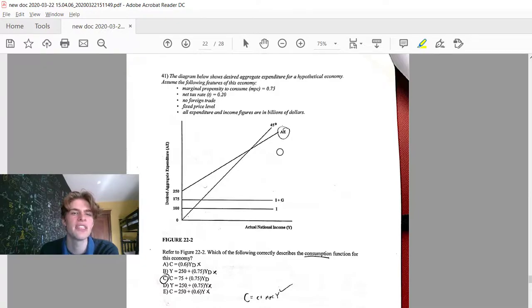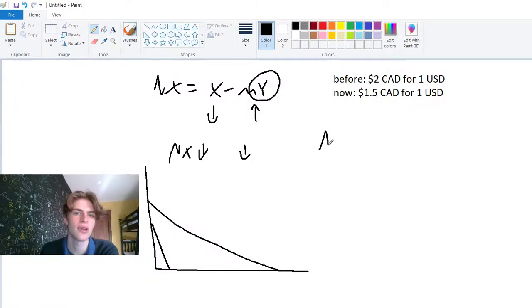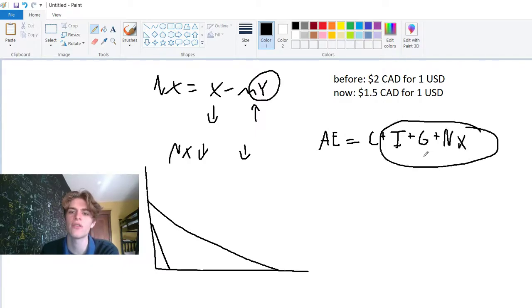Okay. This diagram shows aggregate expenditure for a hypothetical economy. Assume the following features. Okay. Which of the following correctly describes the consumption function for this economy? So, like, I like to really go through these questions and read what they say, because this is an AE graph, but it said the consumption function. The consumption function. What is AE built up of? AE is built up of C plus I plus G plus NX. So we have these 3 other variables here that aren't consumption that we have to take away from AE to get C.